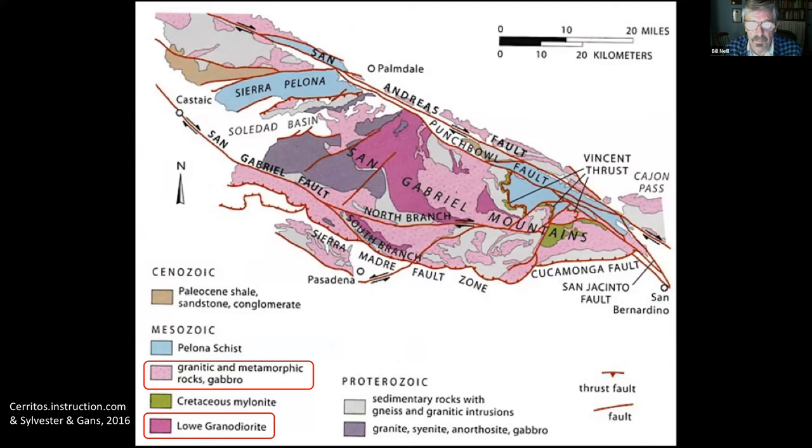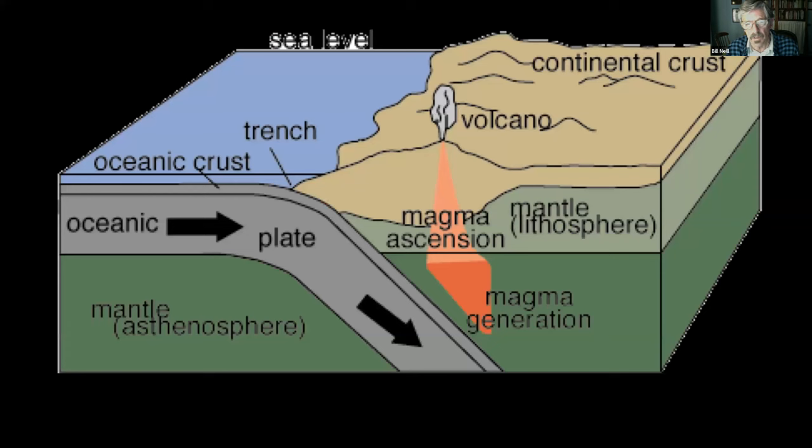And here it is, it's quite abundant. It's the pink and the reddish color. It's either intrusion or it's various types of granitic rock, metamorphic rock. We have the Pelona schist also, which I'll talk about in a minute.